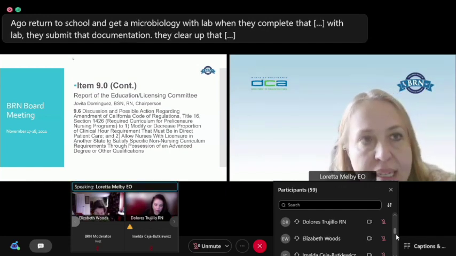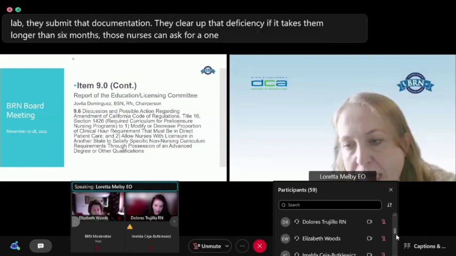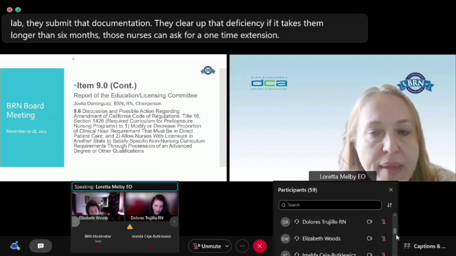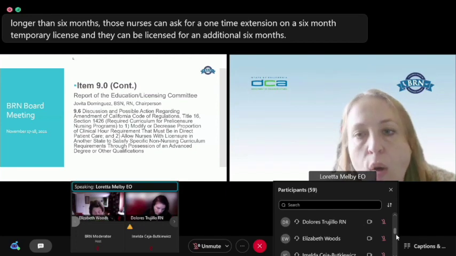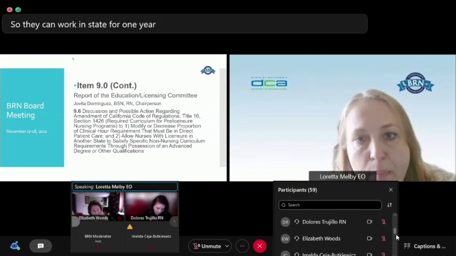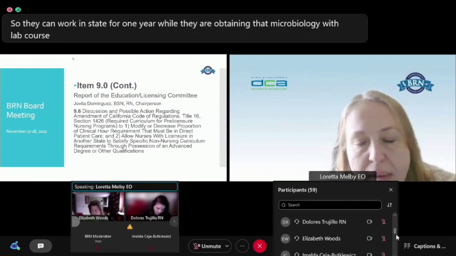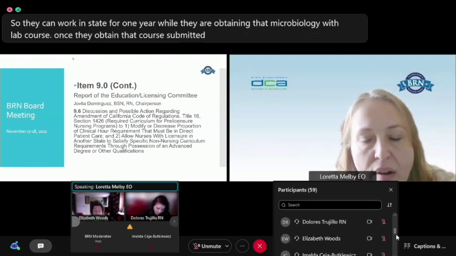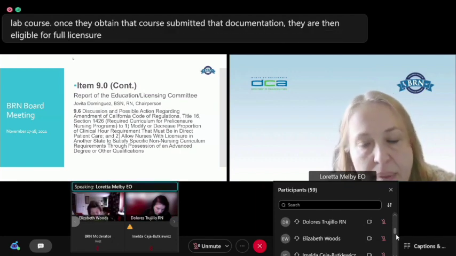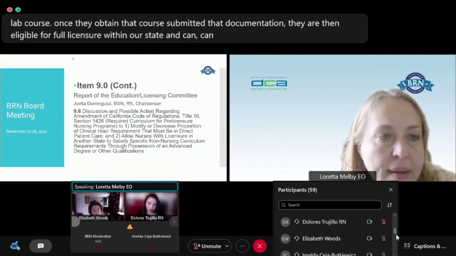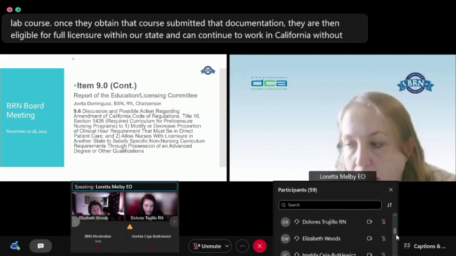If it takes them longer than 6 months, those nurses can ask for a one-time extension on a 6 month temporary license, and they can be licensed for an additional 6 months so they can work in state for 1 year while they are obtaining that microbiology with lab course. Once they've obtained that course, submitted that documentation, they are then eligible for full licensure within our state and can continue to work in California without any issues going forward, unless of course a disciplinary item comes up.